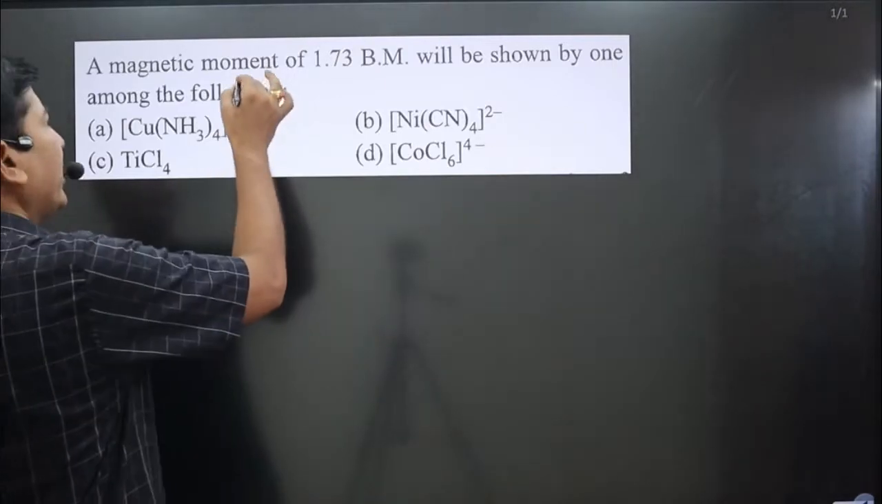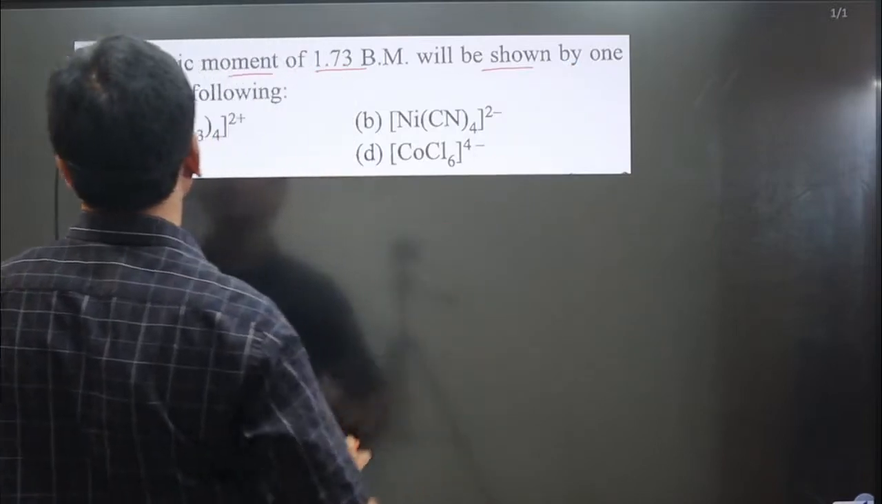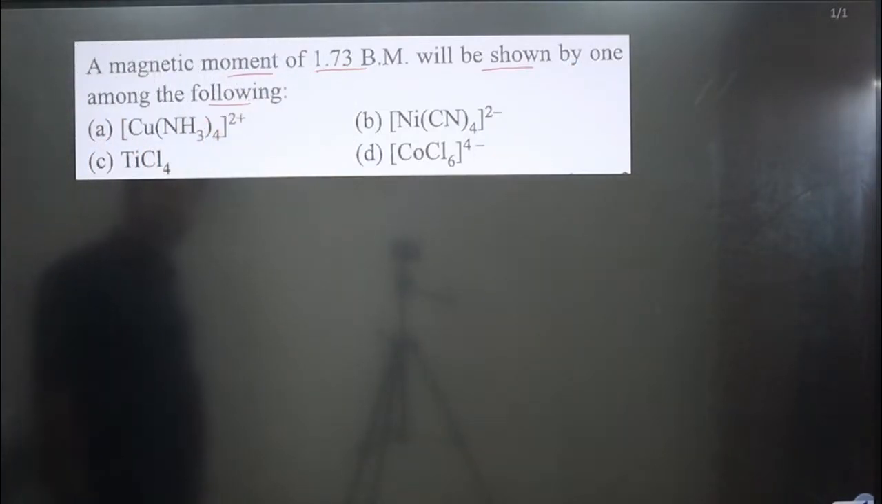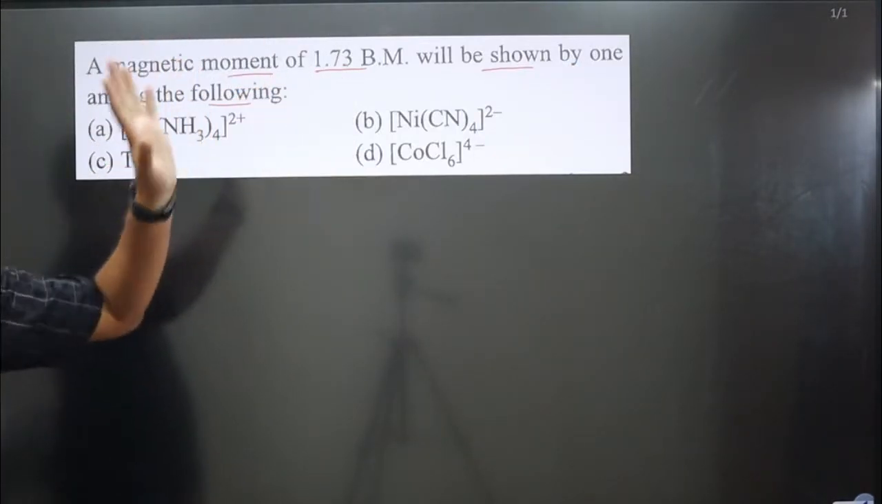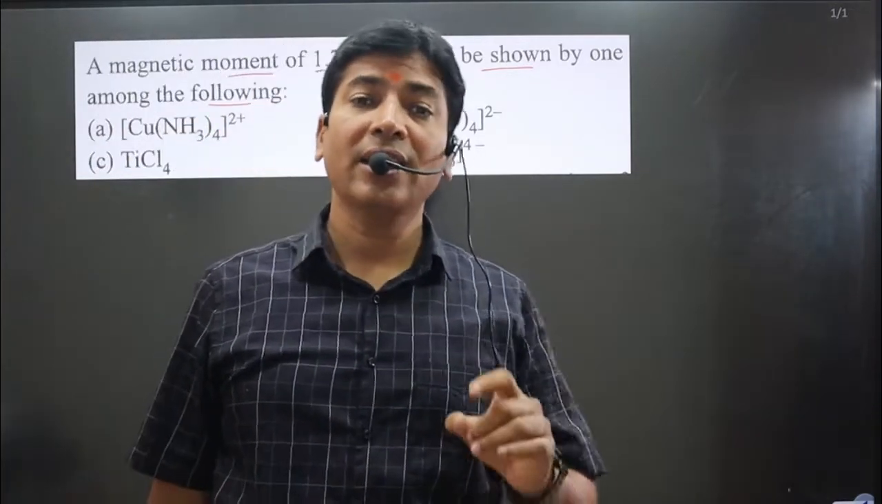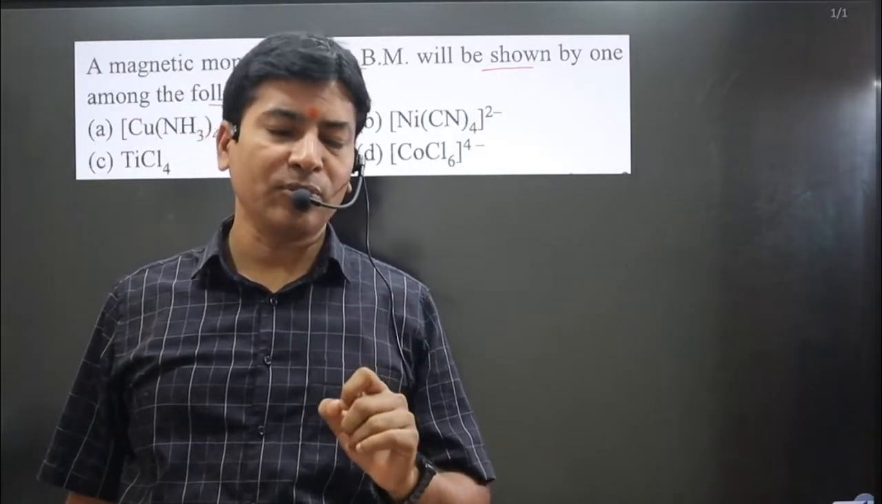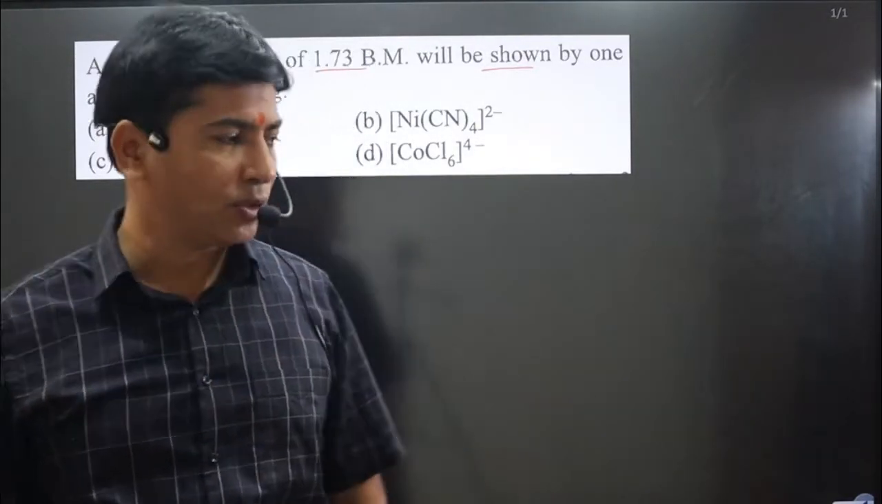The question says a magnetic moment of 1.73 Bohr magneton will be shown by one among the following. Which complex has magnetic moment value 1.73? And always keep in mind, magnetic moment value depends on the number of unpaired electrons. As the n value increases, number of unpaired electrons increases, magnetic moment value also increases.